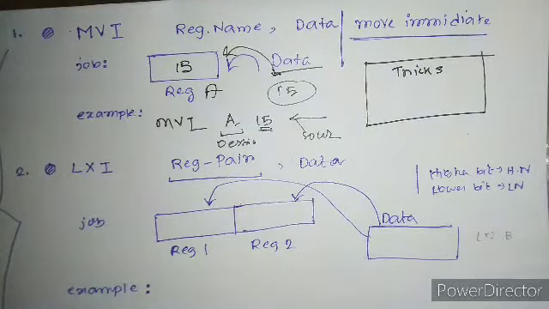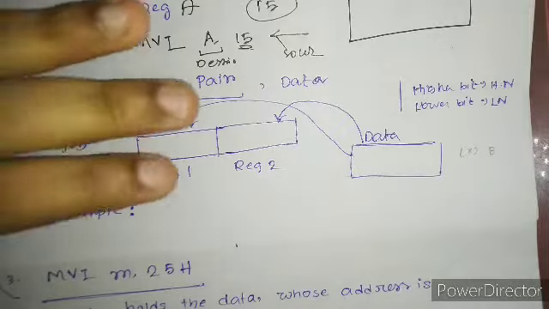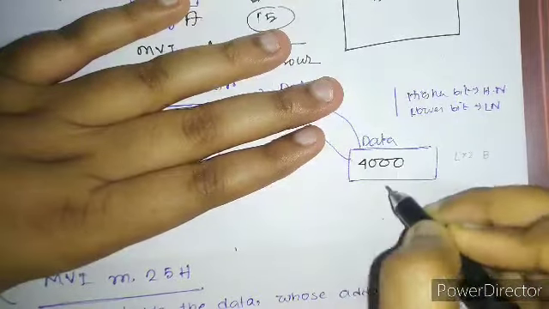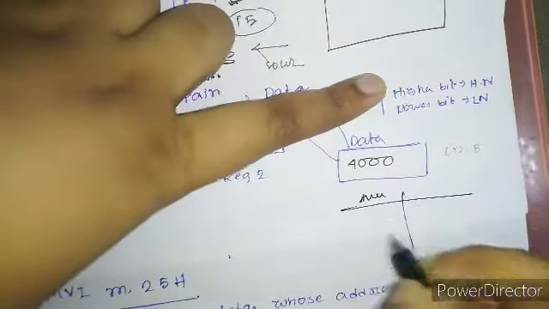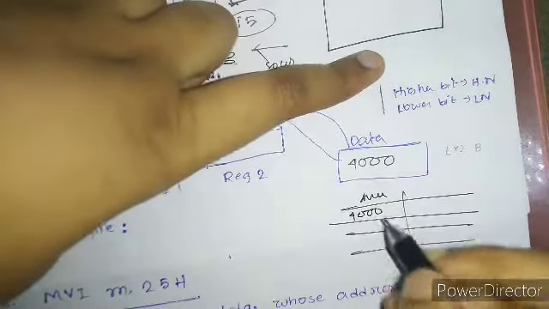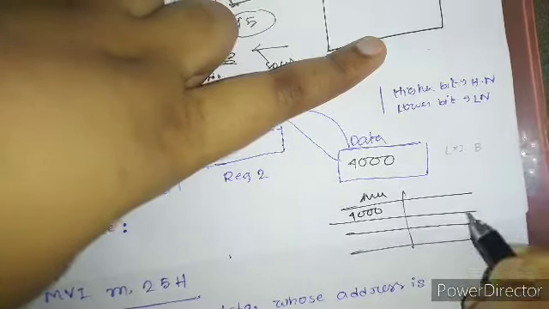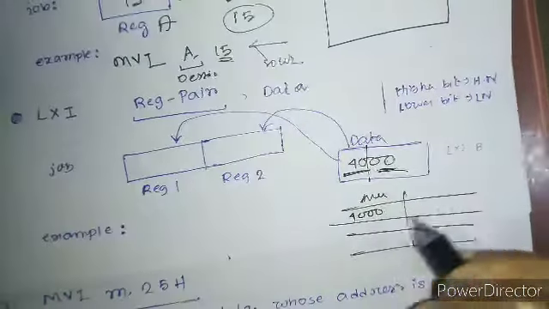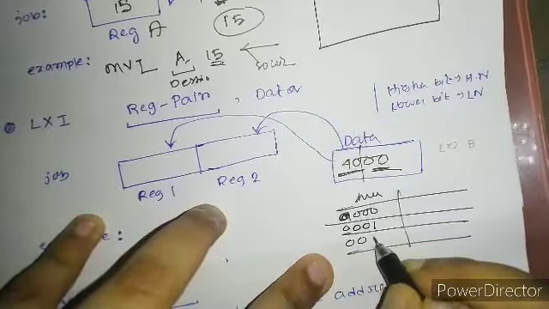Next, if we want to transfer 16-bit data, suppose the data is 4000. You know that in memory, one address can only hold 1 byte of data. 1 byte means 8 bits. So it's 4000 data, which means it's data, right? Let me change my instruction, otherwise it will confuse you.